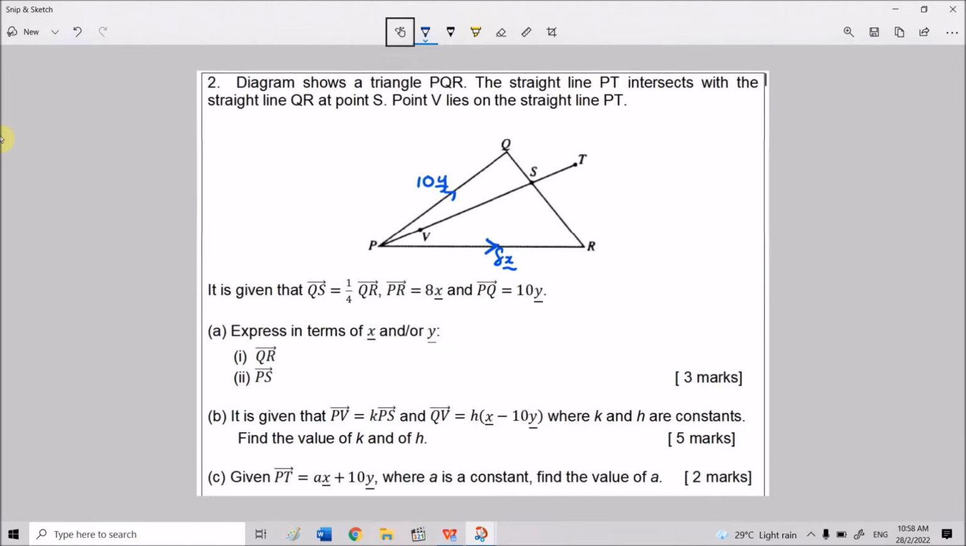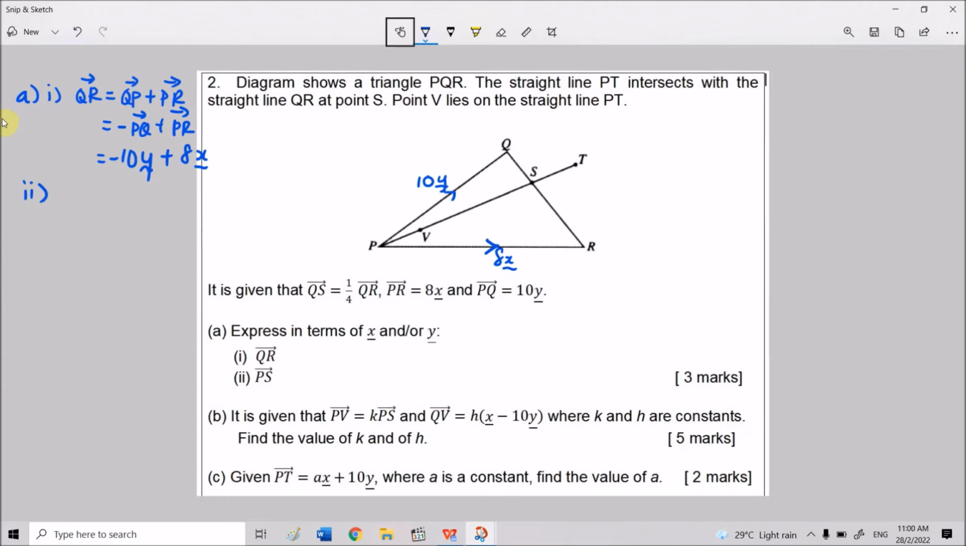Okay, so we look at question A. It says express in terms of vector x and vector y. Vector QR is here, but so far we don't have any information here yet. So we use another path from Q to P and P to R. So QR can be expressed as QP plus PR. QP is in the opposite direction to 10y or PQ. So we can write QP as negative PQ plus PR. So PQ is already given here as 10y. So negative 10 vector y. PR is given 8x. Hence this is a 1 mark.